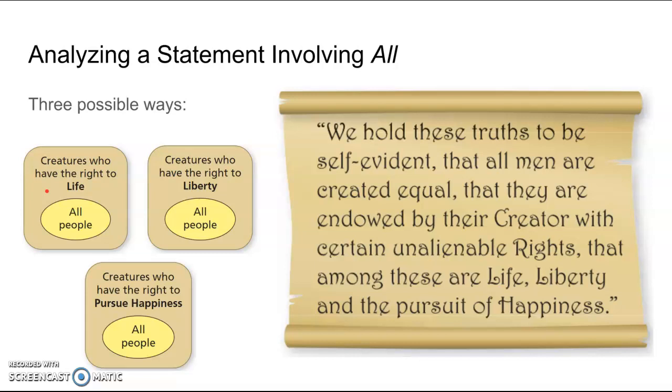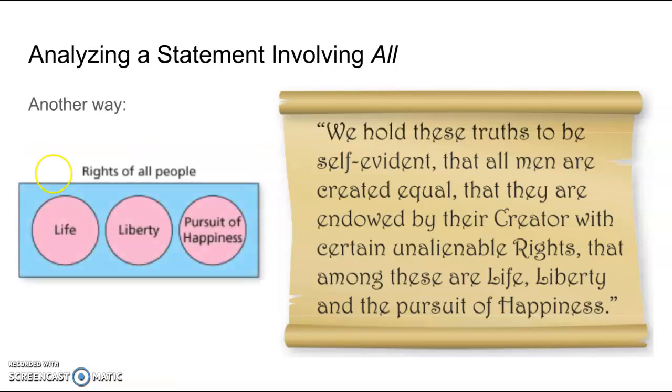Now, there's a couple other ways you could do this. Maybe a simpler way, you could just list a set of rights of all people, and in this box I have life, liberty, and the pursuit of happiness, and it implies here that there are other rights, but we just don't list them all. So the blue areas here would be other rights. That's just a different way to do this.